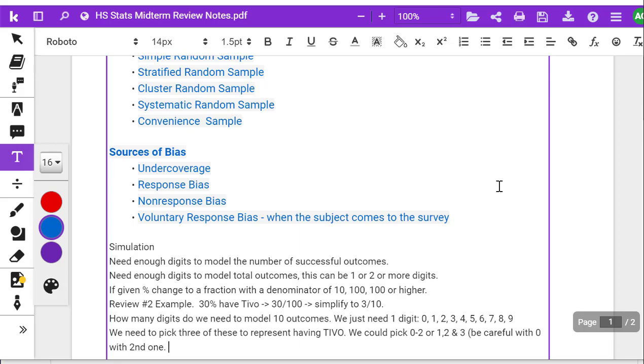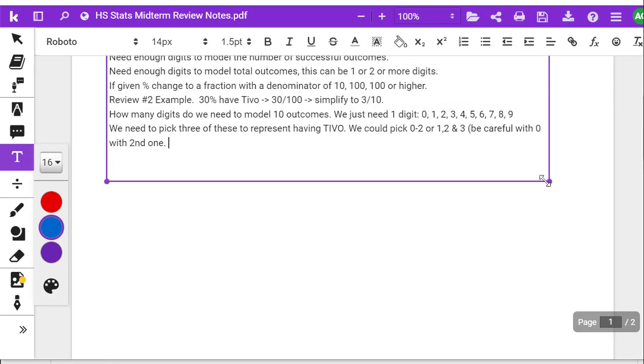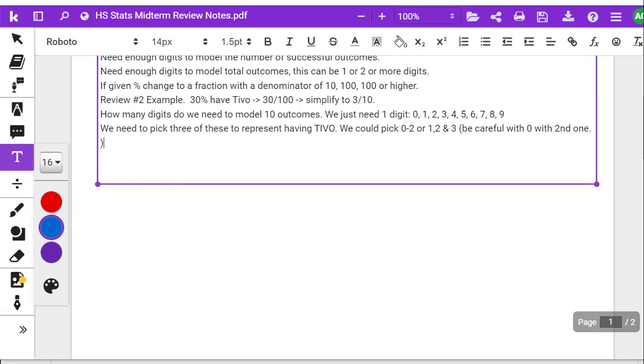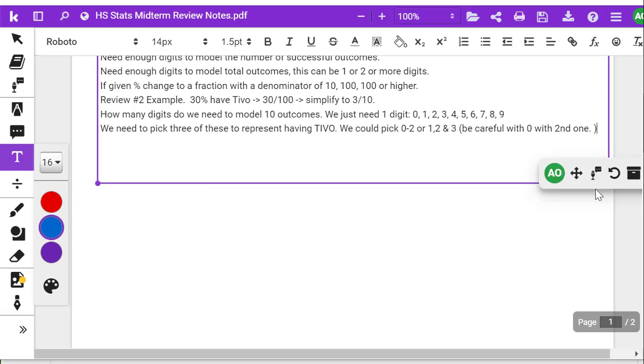I'm going to actually expand this just a touch. So it can, there we go. All right, so, oh my goodness. Just a touch, there we go.